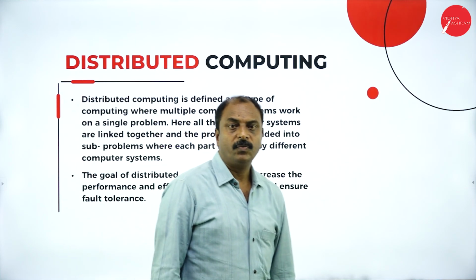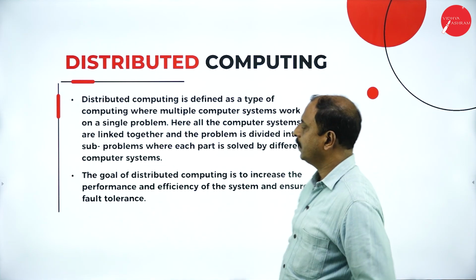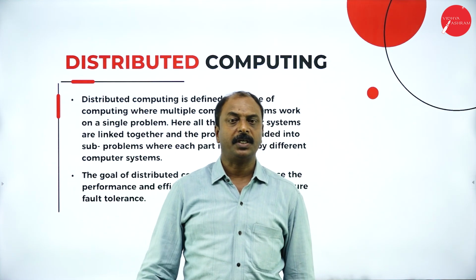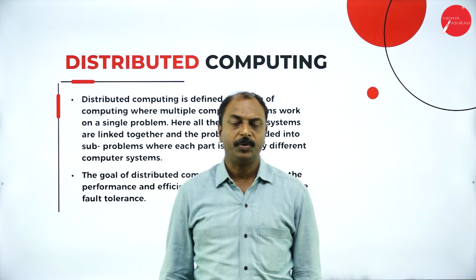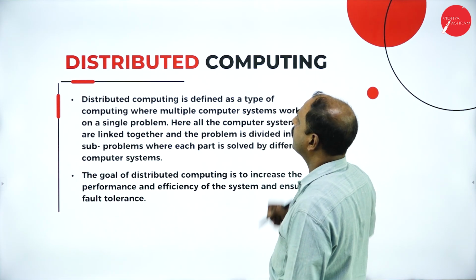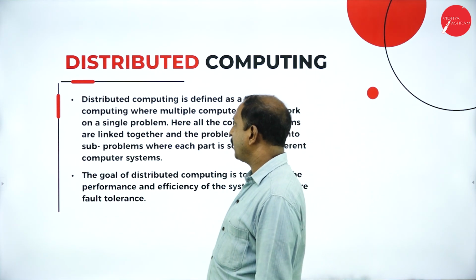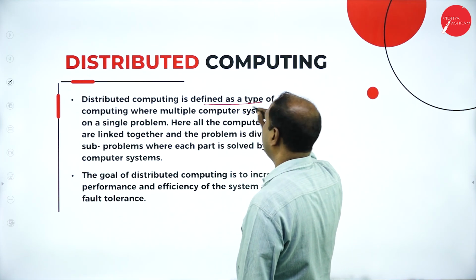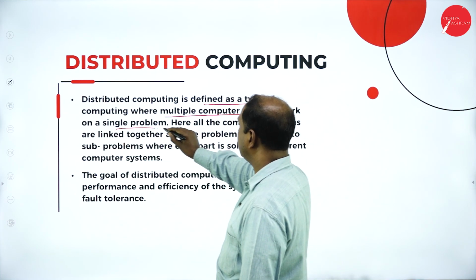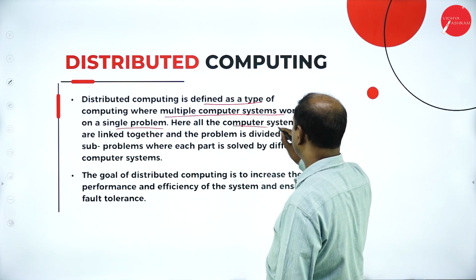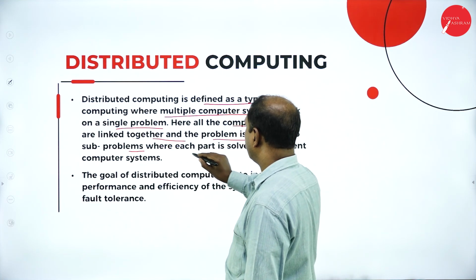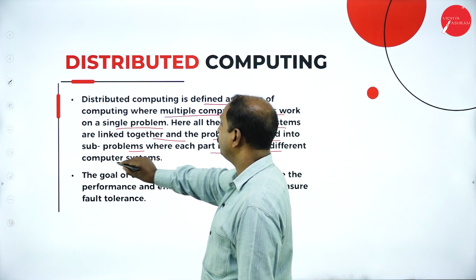Now let us start with the first one, distributed computing. As I told you, these are the different types of systems that existed before we started using cloud computing or cloud technology. Among them, one is distributed computing. So what is distributed computing? It is defined as a type of computing where multiple computer systems work on a single problem. Here all the computer systems are linked together and the problem is divided into sub-problems, where each part is solved by a different computer system.